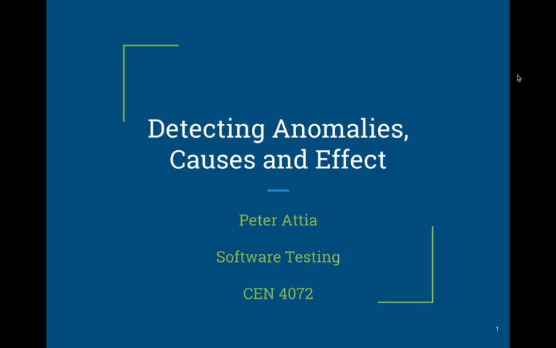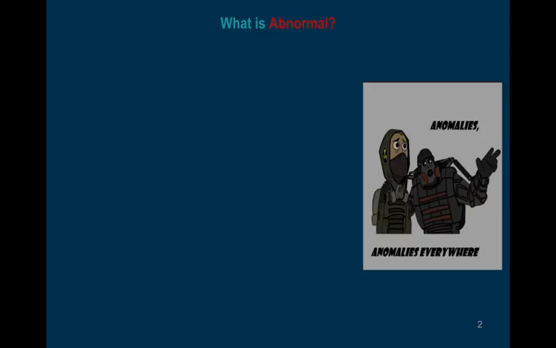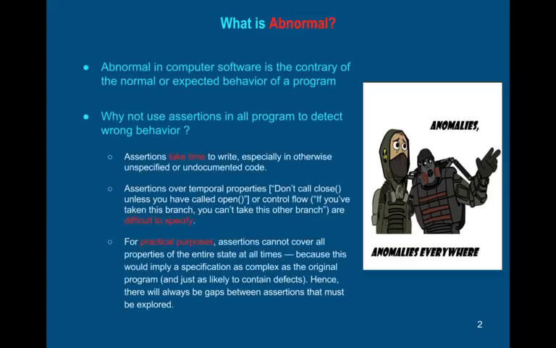My name is Peter Atiyah, and today I will be talking about detecting anomalies, causes and effect. So what is an anomaly? An anomaly in computer science software is the contrary of the normal or expected behavior of a program. So why not use assertions like presented last time in all the program and detect the wrong behavior?